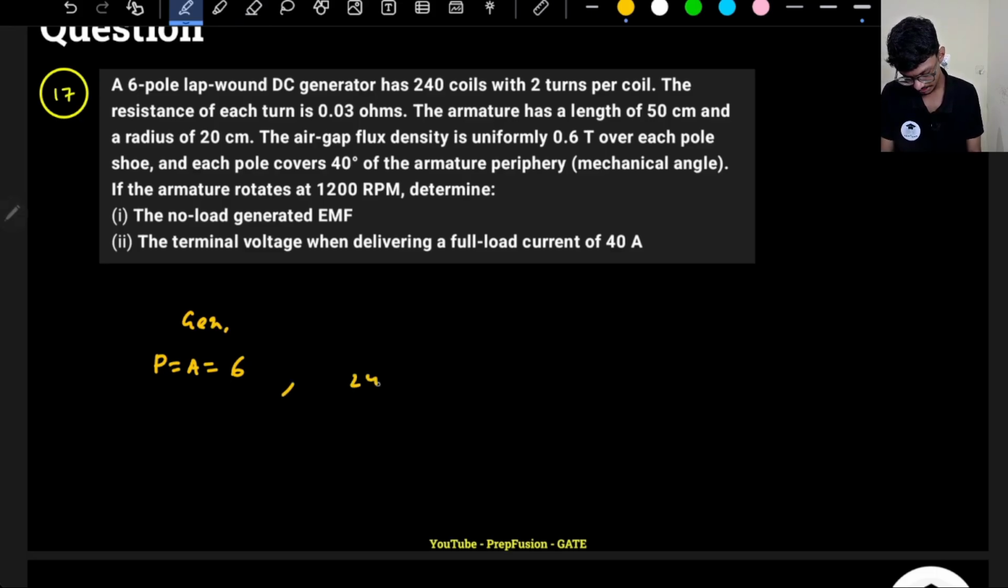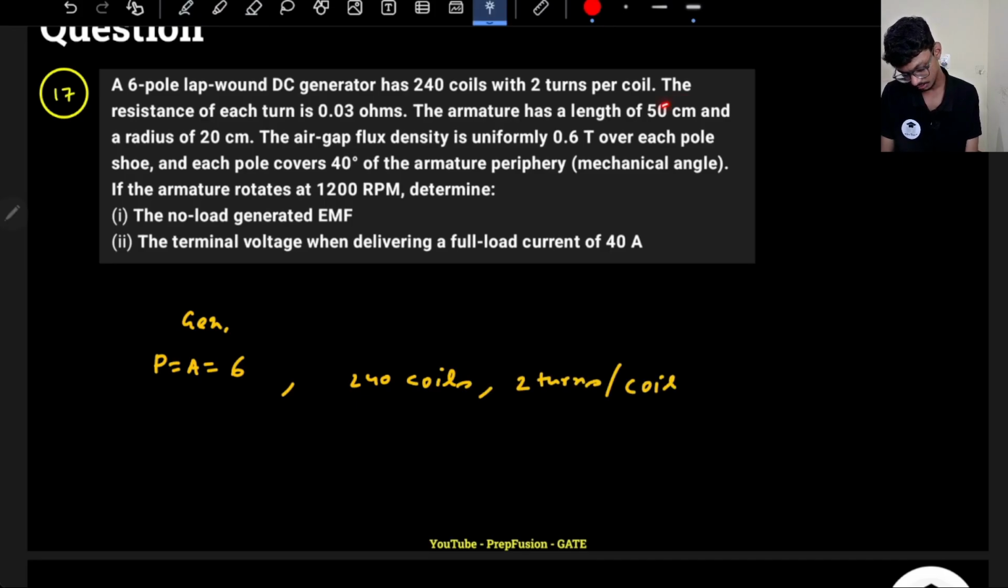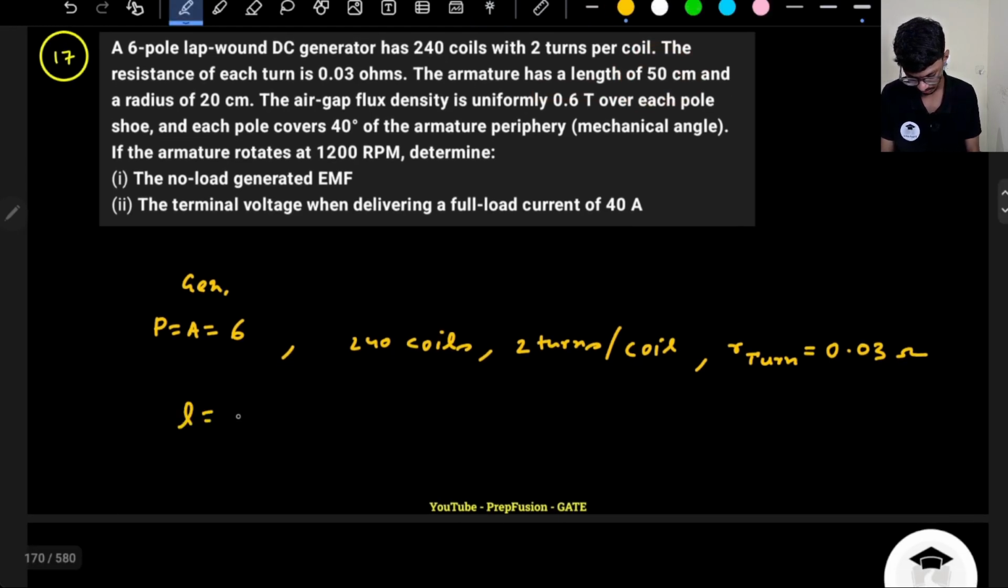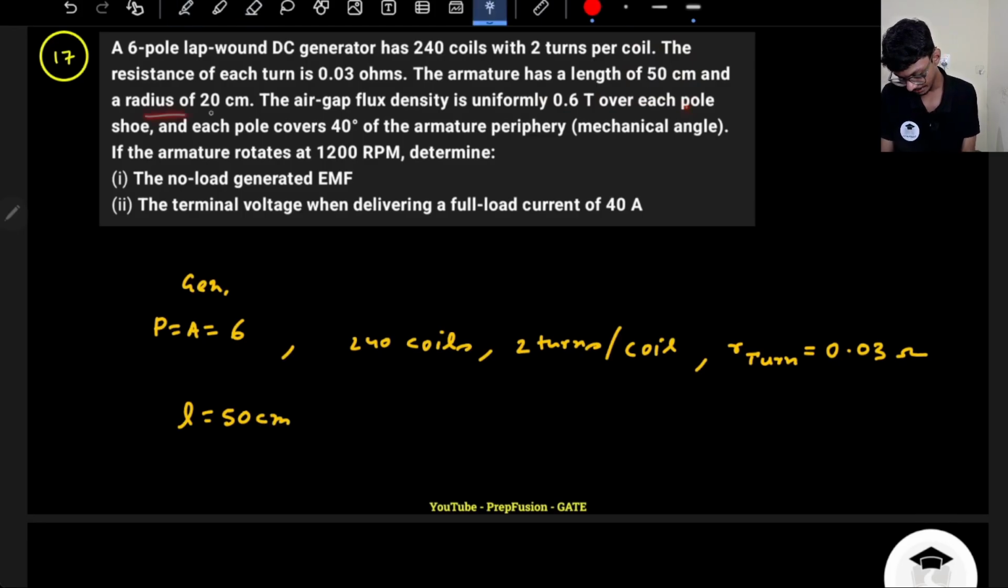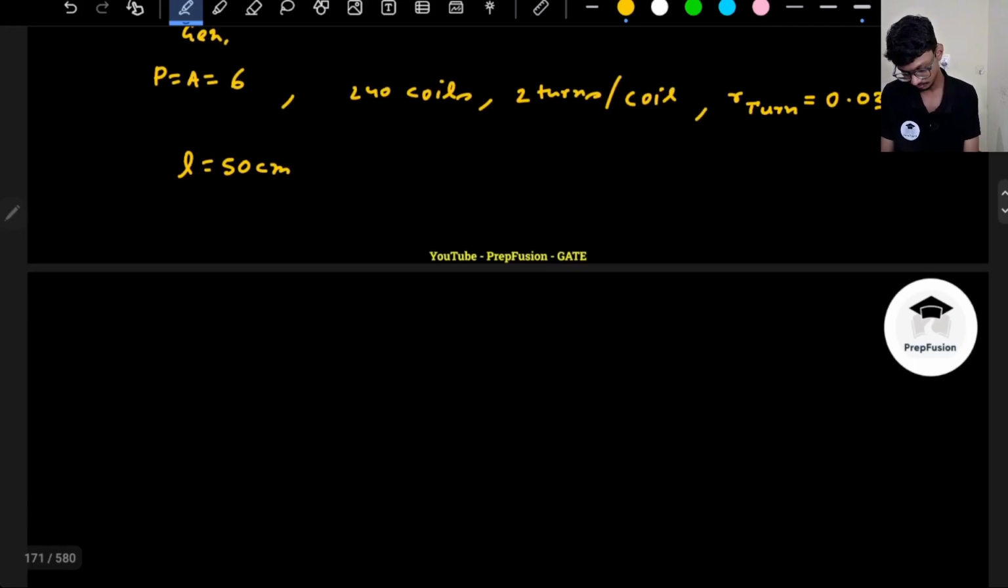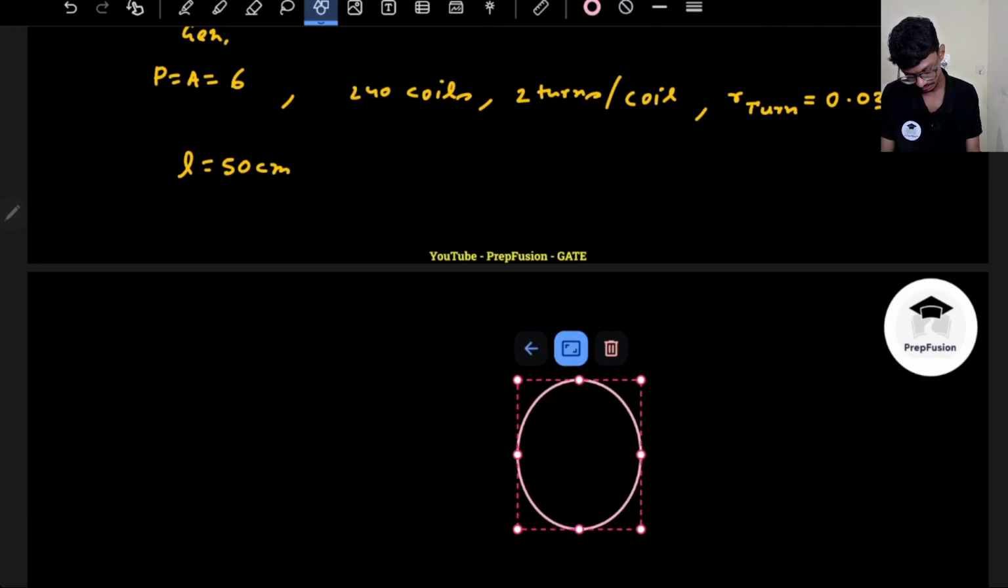So 240 coils and 2 turns per coil. The resistance of each turn is 0.03 ohms. The armature has a length of 50 centimeter and a radius of 20 centimeter. Armature length is also given, 50 centimeter. So the armature is in cylindrical shape, correct?